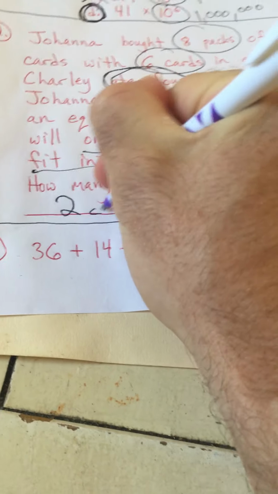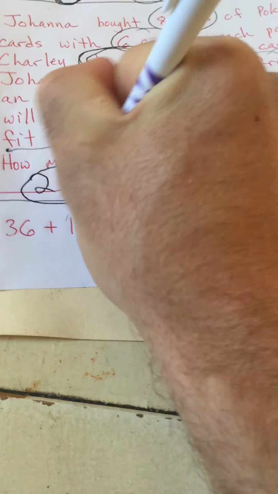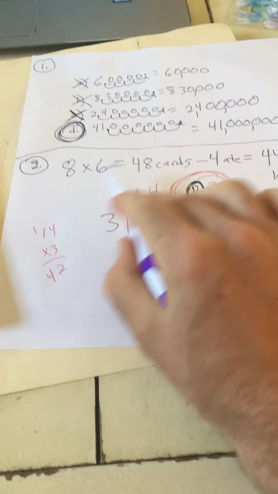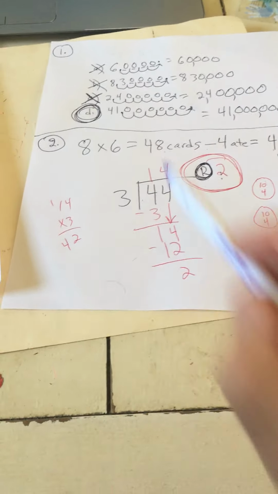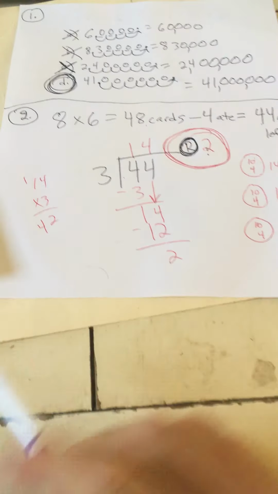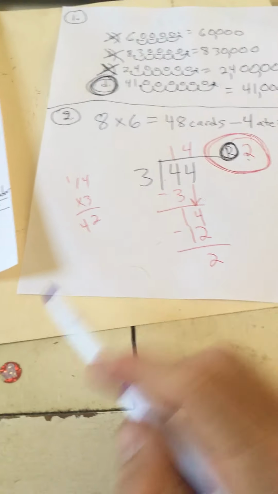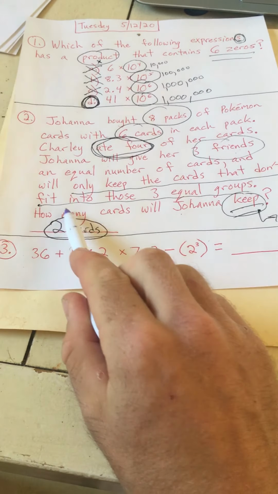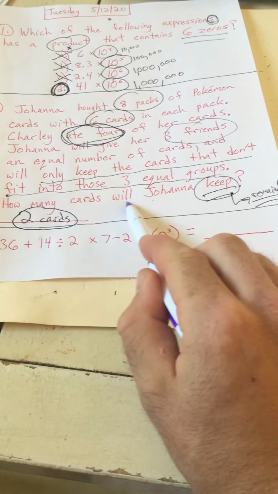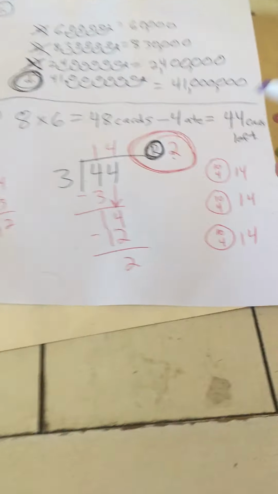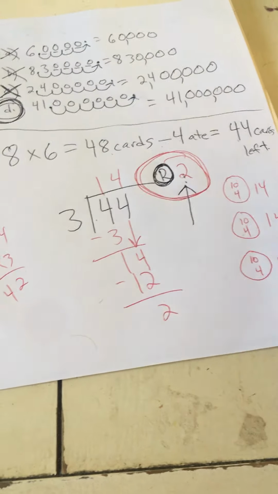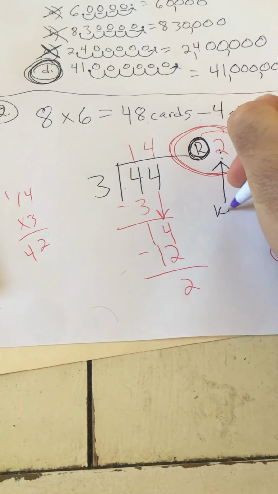She kept 2 cards. So a problem like this is tricky because you're going to go through all this. If you multiplied and then you subtracted and then you divided, right? But if you put 14 remainder 2, or if you put 14 and 2/3, that's not the right answer, because you got to really be careful about what they are asking. They said, how many cards will she keep? So the only answer you need, the only correct answer, is 2. She will keep those 2 left over.